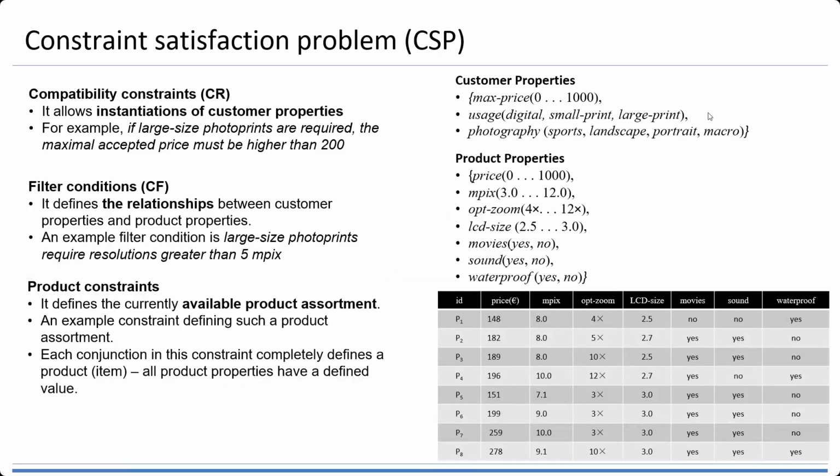Now, let's take a look. With the constraint satisfaction problem, we have the compatibility constraint. What is compatibility constraint? The compatibility constraint means it allows the instantiation of customer properties. For example, if large size photo prints are required, then the maximal acceptance price must be higher than 200. So this is the compatibility.